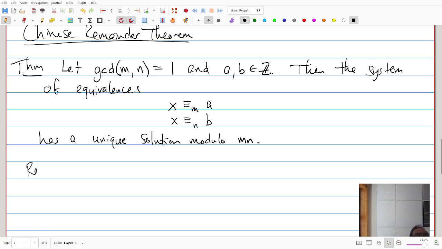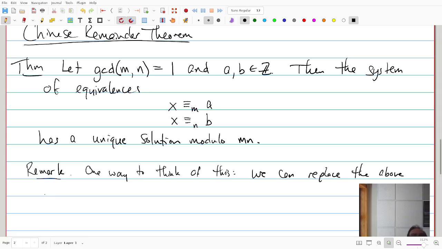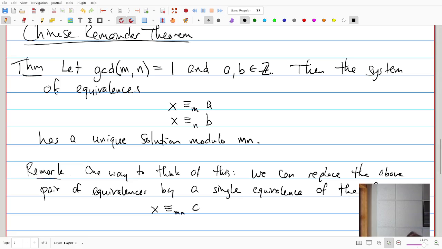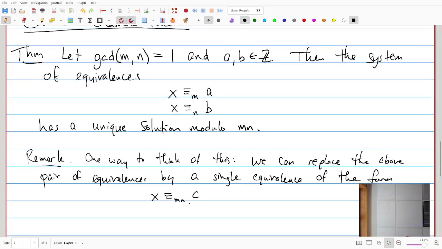One remark that I could say. We haven't proved this yet. I mean, we kind of maybe intuitively believe it from our investigation with the grids. So one way to think of this is, basically, we can replace the above pair of equivalences, so if I have two equivalences like this, by a single equivalence of the form x is equivalent modulo m times n to some c. The theorem tells us there is a c such that this is true exactly when those two things are true.